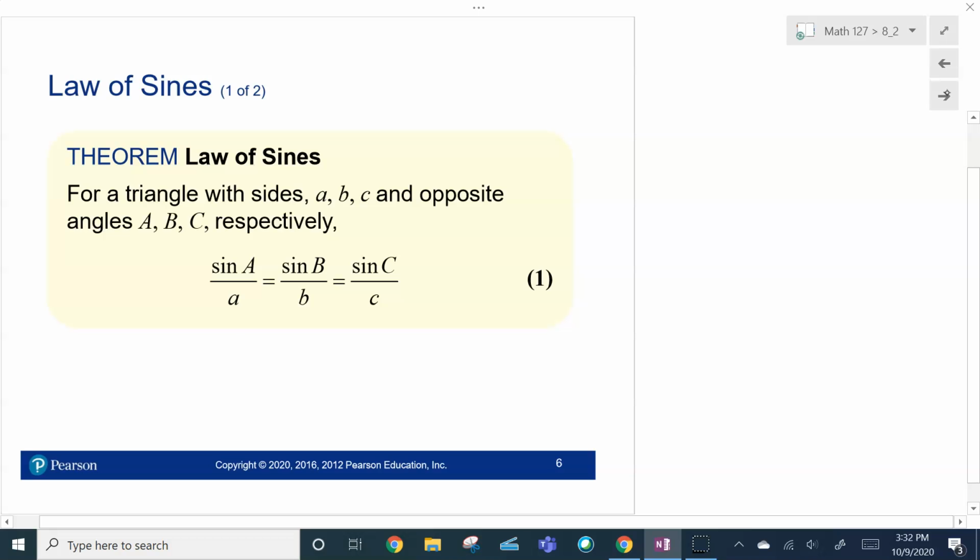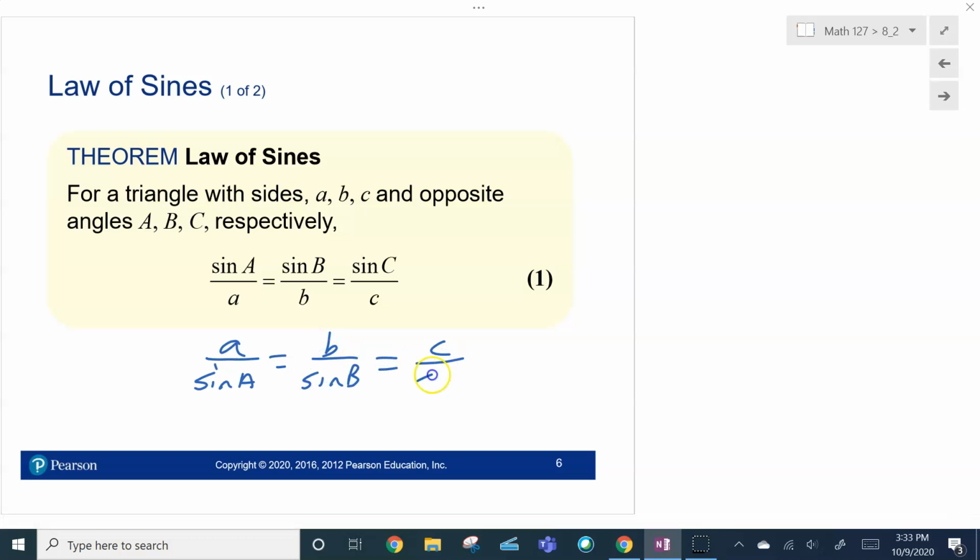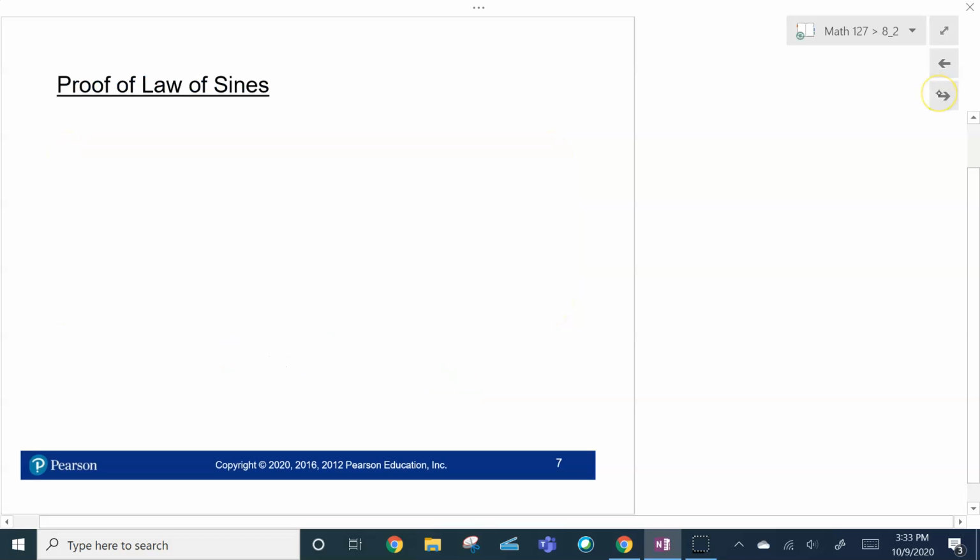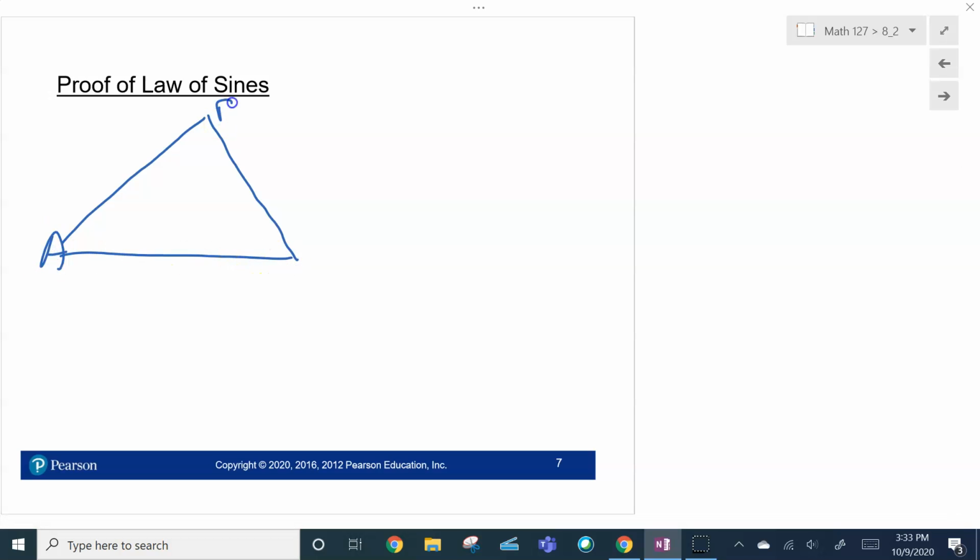So here's the law of sines. You'll also see it written in some textbooks in the equivalent form here. I think it's important to see the proof of the law of sines. So if we start with a triangle here, this is where this comes from. Angle A, angle B, angle C, and the sides opposite: little a, little b, little c. We've got the height of the triangle here, the altitude goes straight down, creates that 90 degrees.